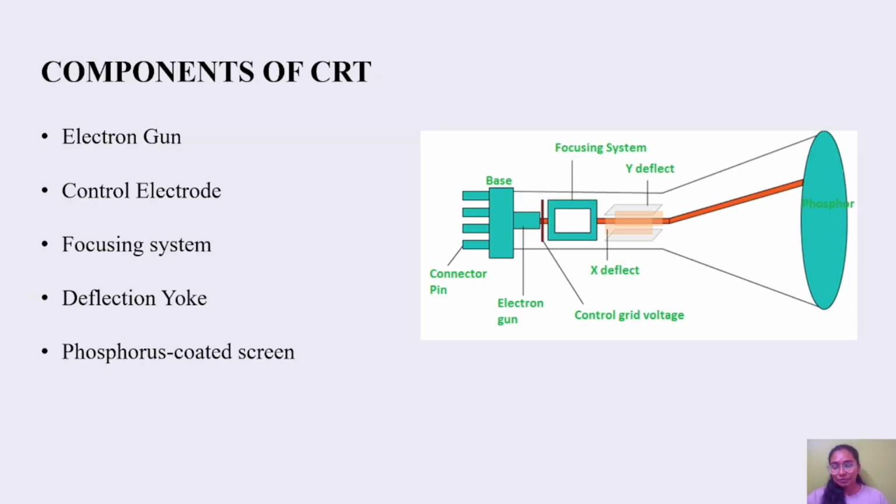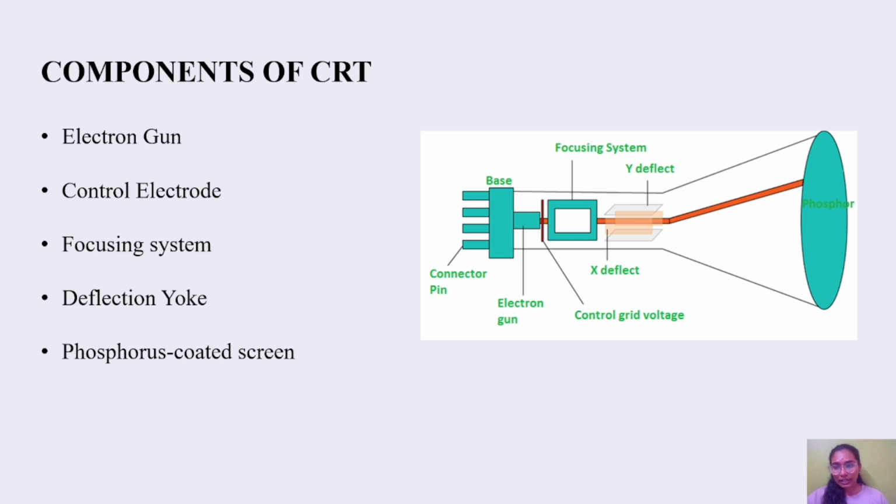Components of CRT. The main components of a cathode ray tube are the electron gun, control electrode, focusing system, deflection yoke, and phosphorus coated screen. The first one is the electron gun. It consists of a series of elements, that is, a heating filament or heater and a cathode. The electron gun creates a source of electrons which are focused into a narrow beam directed to the face of the CRT.